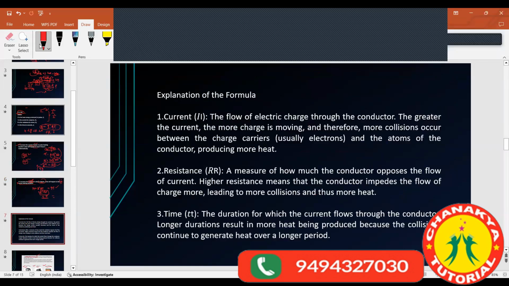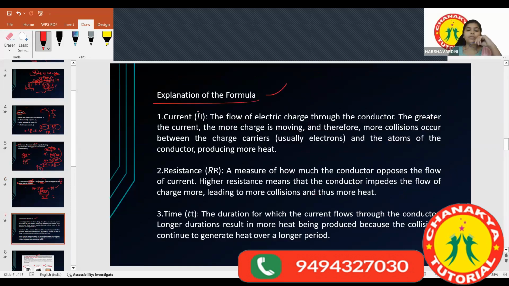Yes, ma'am. So this is the basic explanation of the formula. I don't think you need a formula explanation, but still we'll have it. So H is equal to I square RT. First one is current. We all know what current is: the flow of electric charge through the conductor. The greater the current, the more charge is moving, because I is directly proportional to Q by T, right? So when the charges are increasing, the current will increase as per the formula.